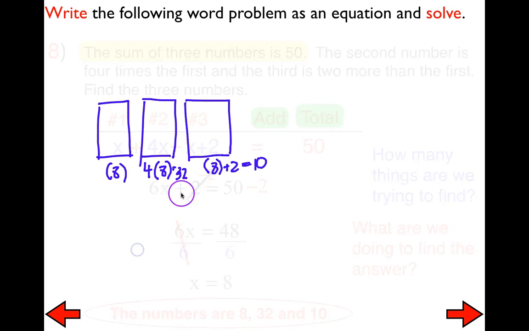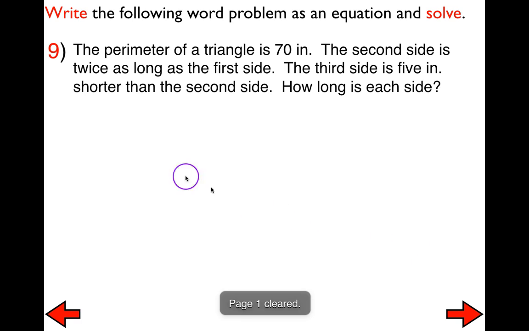Okay, now for our very last example. It says here, the perimeter of a triangle is 70 inches. The second side is twice as long as the first. The third side is 5 inches shorter than the second side. How long is each side?